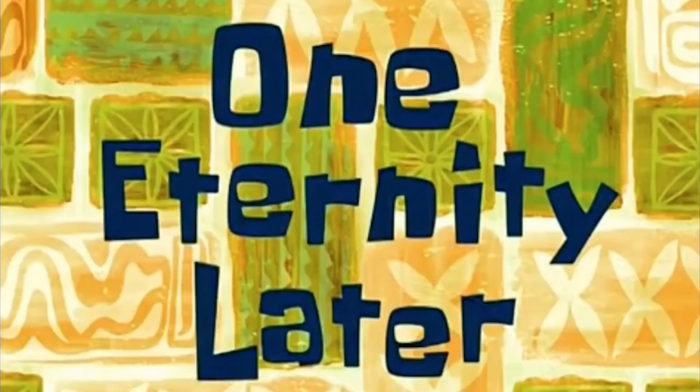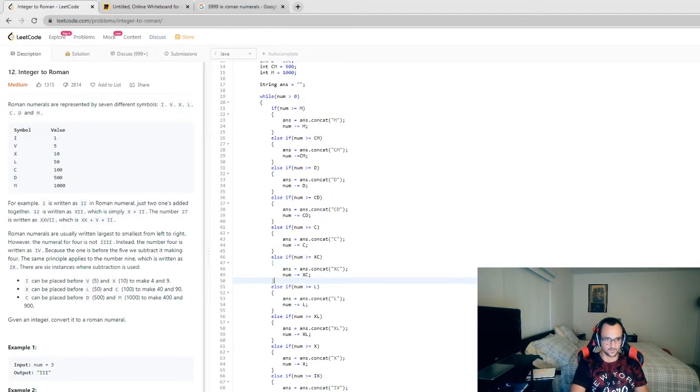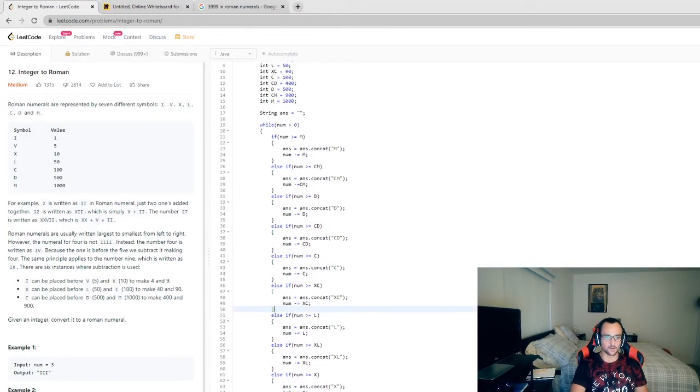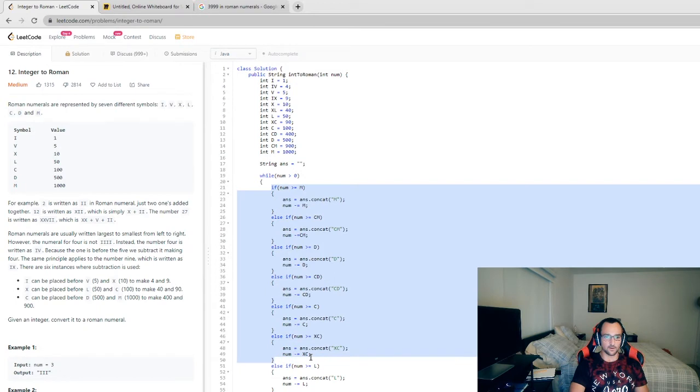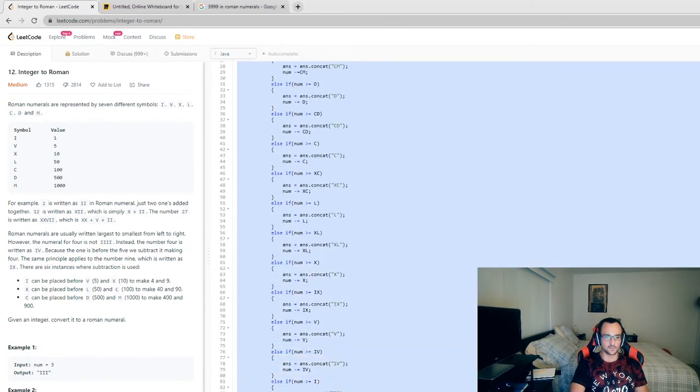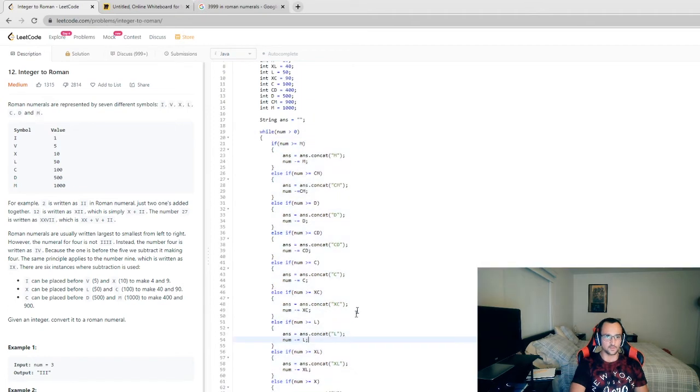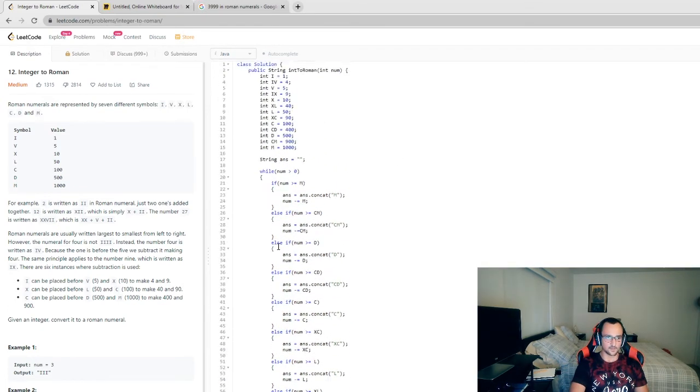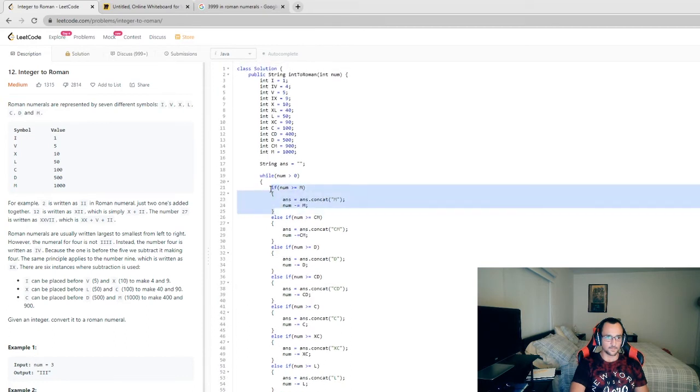One eternity later. Okay, damn, that was a lot of work. Here it is. Here are all the checks, which check to see if the number is greater than or equal to each one of the symbols. And if, for example, num is greater than or equal to M, it concatenates M to the answer and subtracts M from num.